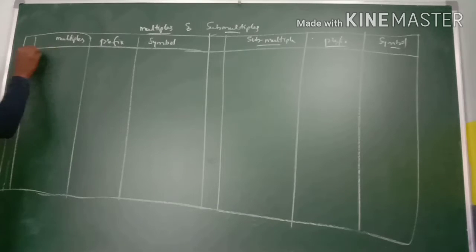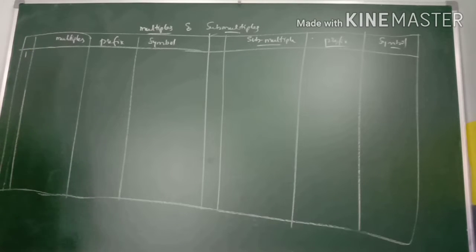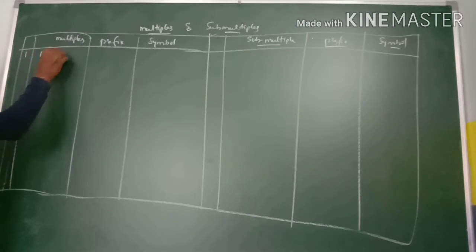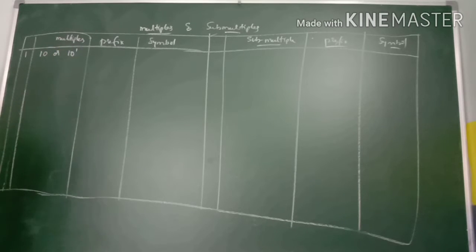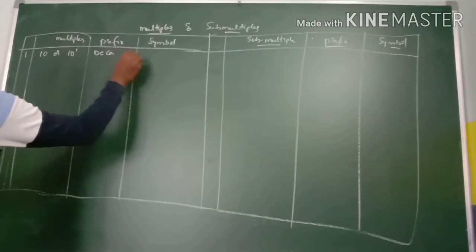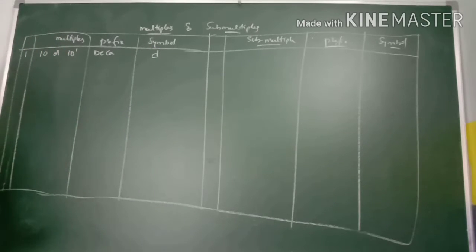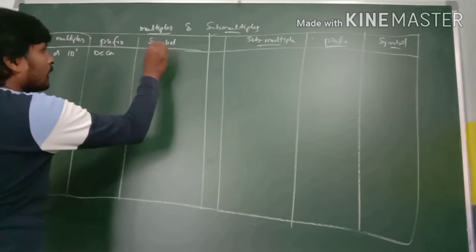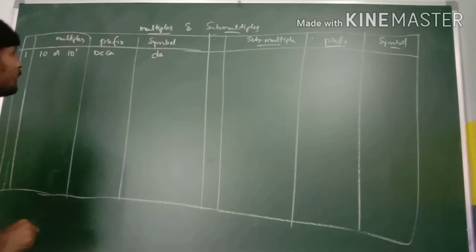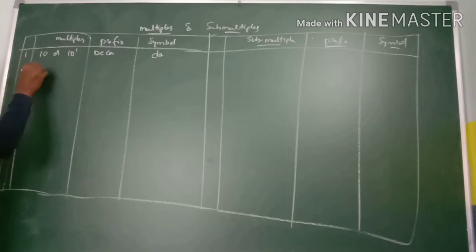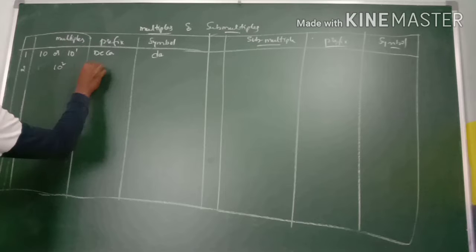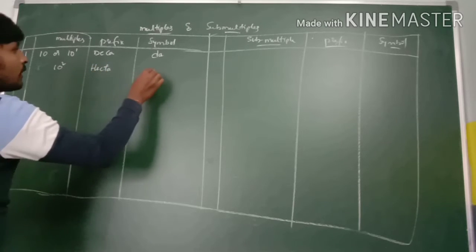So the first multiple is 10 or 10 power 1. If nothing is written as the power of 10, then it is 1. This is what we call deca. The symbol is DA. And the next one is 10 power 2, hecto, H.